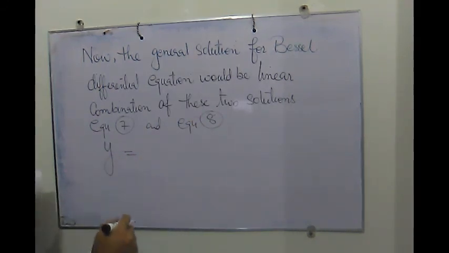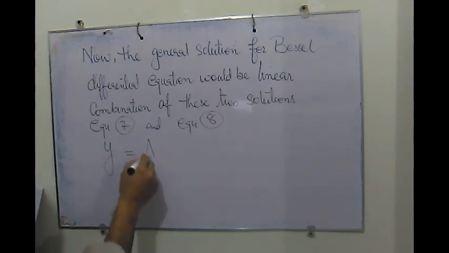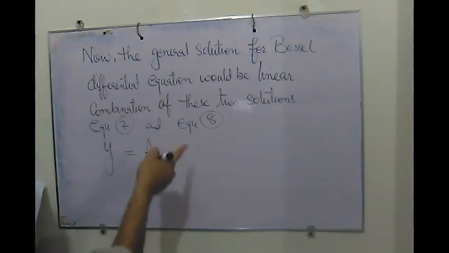So the reason we have denoted the solutions for k is equal to positive n and k is equal to minus n as Jn of x and J minus n of x is so that we can represent the general solution of Bessel differential equation as y. So now the general solution of y is basically the linear combination of these two solutions.